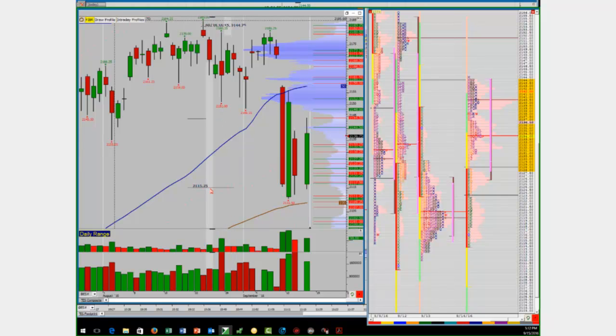You can see down here the support that we have with very low volume nodes and not a lot of volume at all, because when we came post-Brexit, we had a big drop and then just ripped right through 2100 in a buy the dip type situation. So there's going to be a lot of air pockets, if you will, down here.